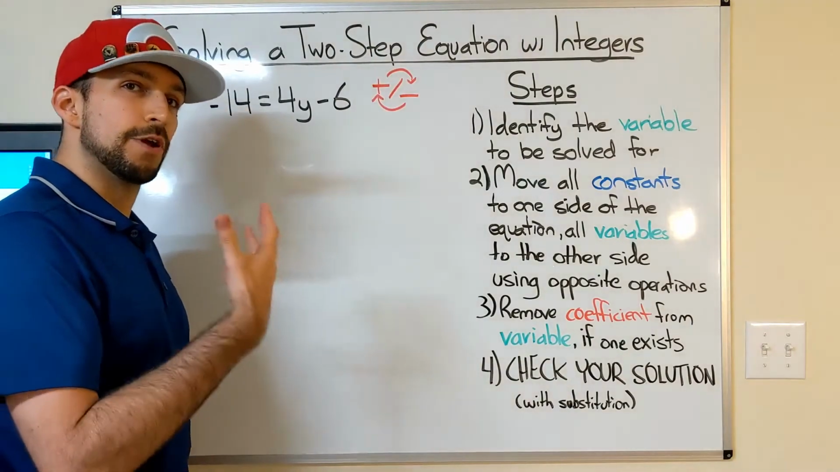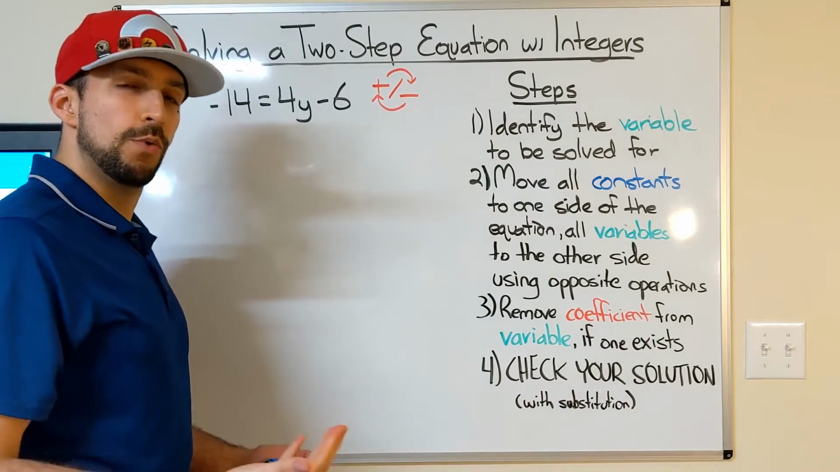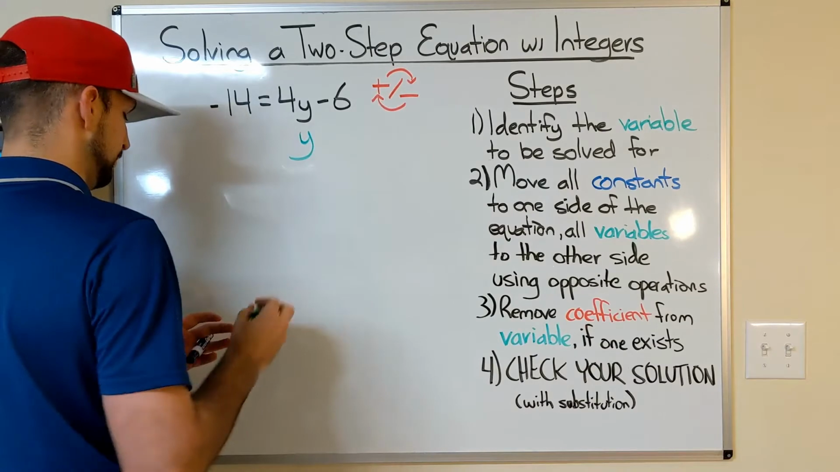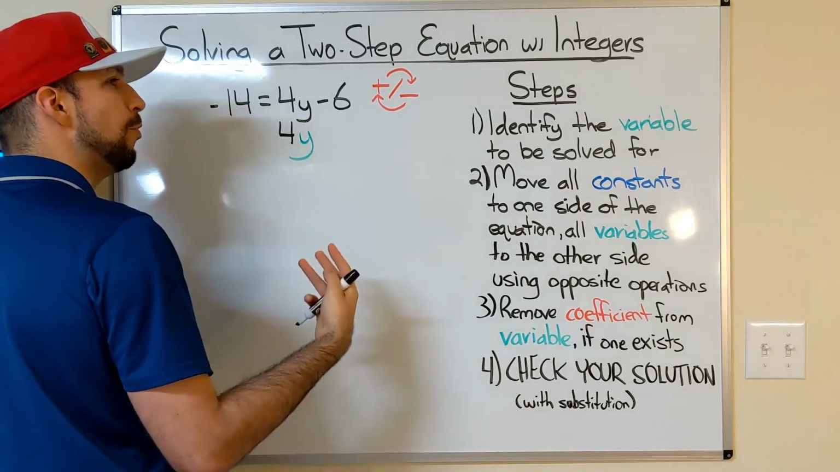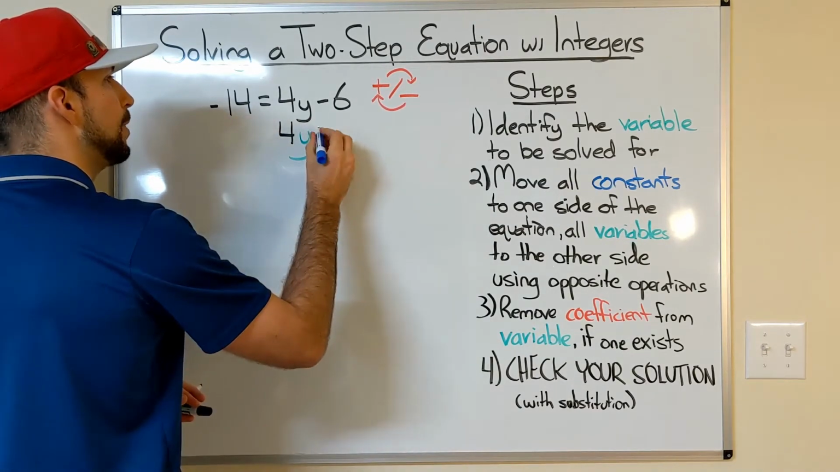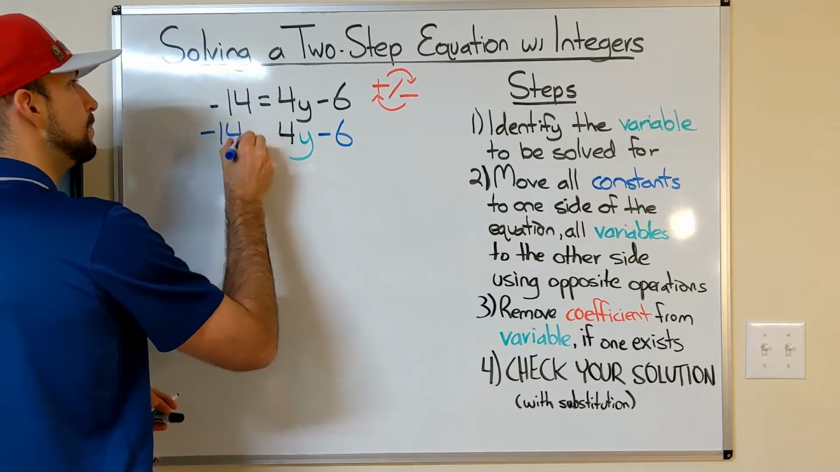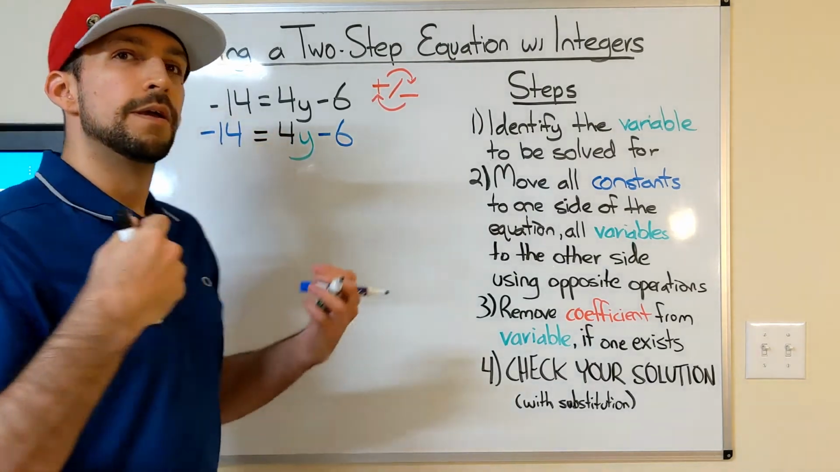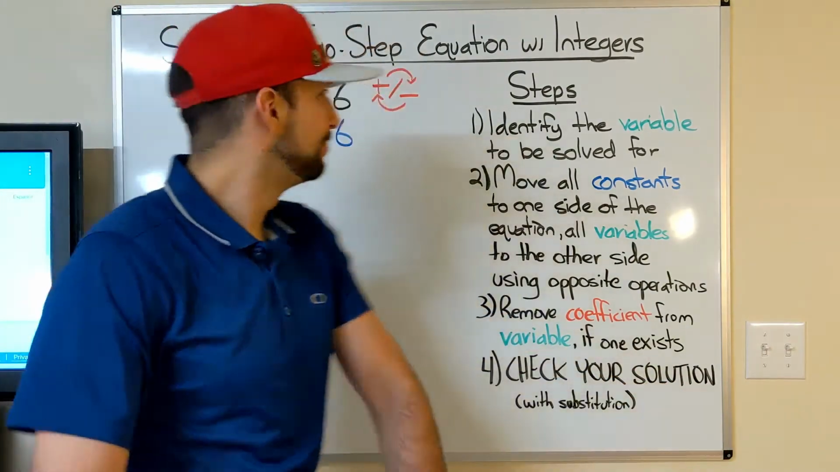The first step in solving this problem is going to be to identify the variable of interest. Here, there's only one variable, so we'll be solving for y. The next step will be to move all the constants to one side of the equation. So I'm going to go ahead and rewrite my constants in blue. Now, I need to get all the variables over here and all the constants over here.